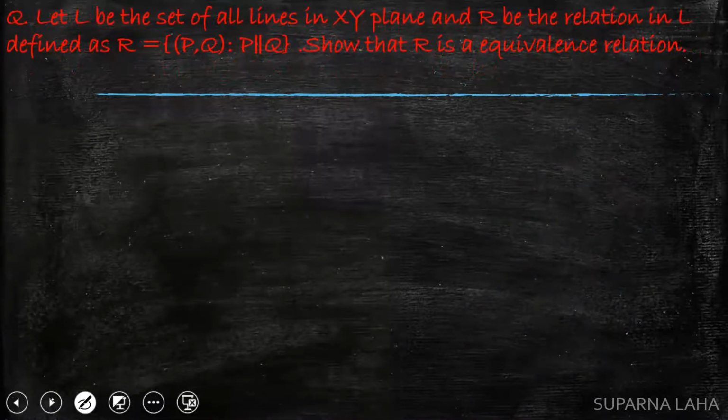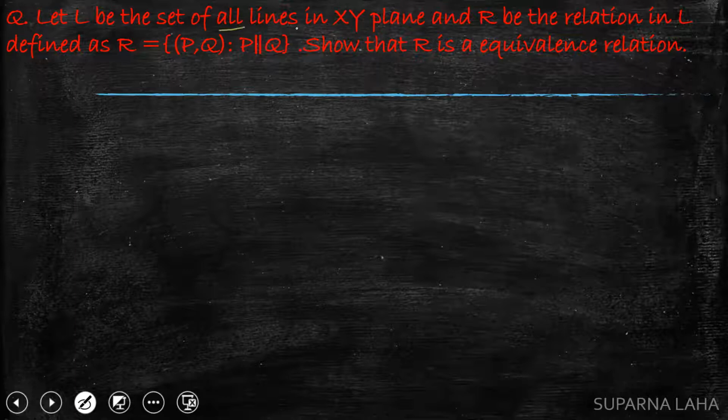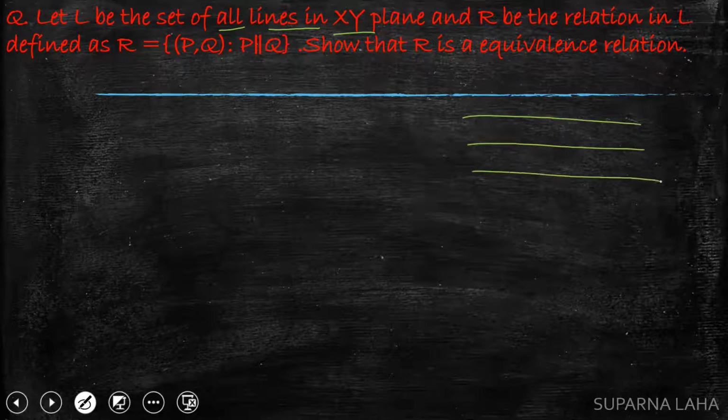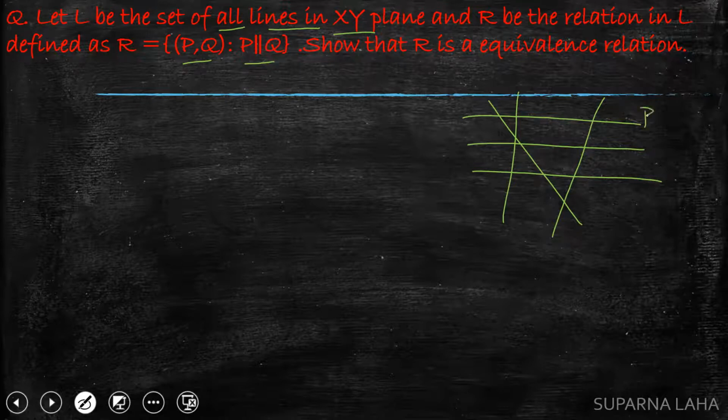Next problem. I'm considering the set L, the set of all lines in the XY plane. I'm considering lines like that. The relation is given as an ordered pair where P and Q are parallel. So from this picture, you can take this as P and this as Q. Here we can see that P and Q are parallel.